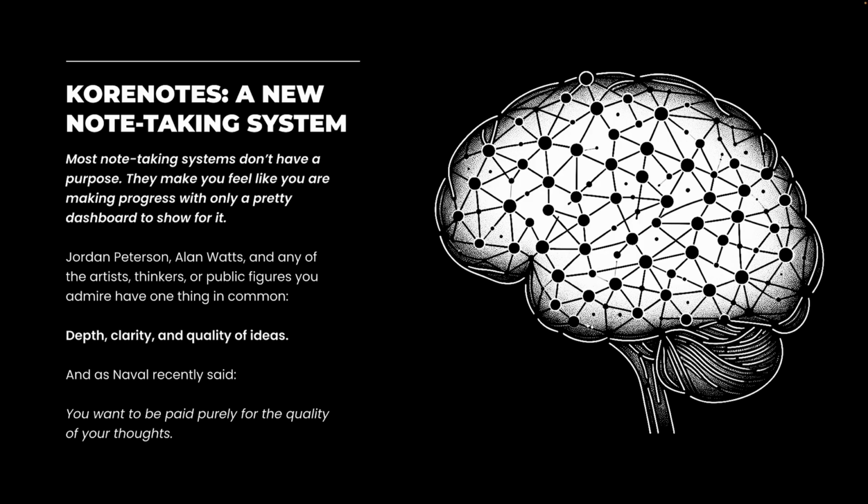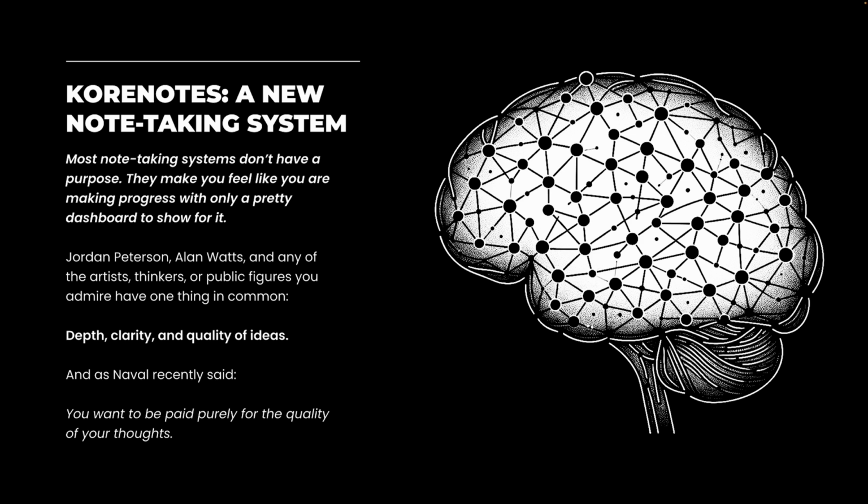So Jordan Peterson, Alan Watts, and any of the artists, thinkers, or public figures you admire, they all have one thing in common, at least in my eyes, is they have depth, clarity, and quality of ideas. That's why we made the CoreNotes note-taking system. Because while other systems just have you write down ideas and kind of save them for later use, we want you to make your ideas your own so that you can contribute to people taking notes about your ideas.